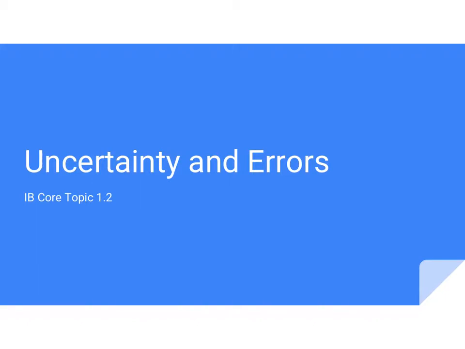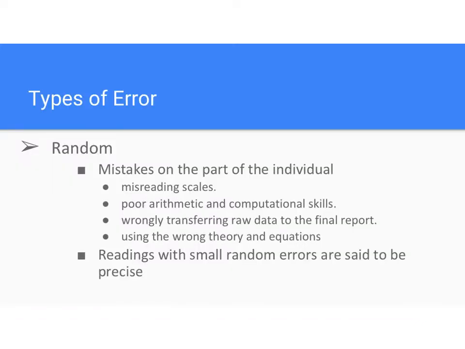Today we're going to talk about uncertainty and errors. Notes themselves a little bit longer. Hopefully I will be a little bit more succinct and it won't be quite as long. And we're going to address uncertainty and error. And first we'll start by talking about the different types of errors.